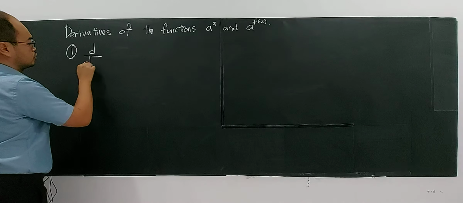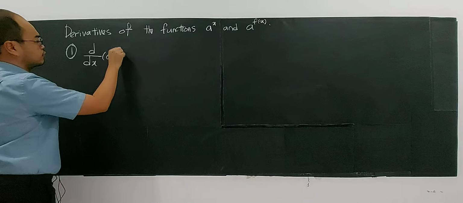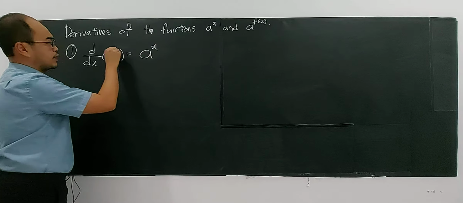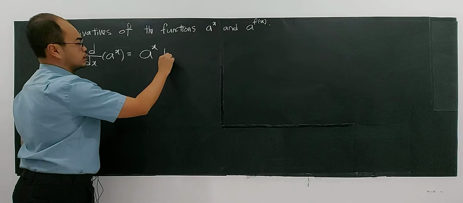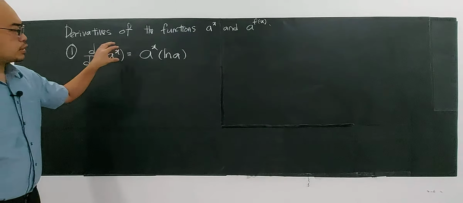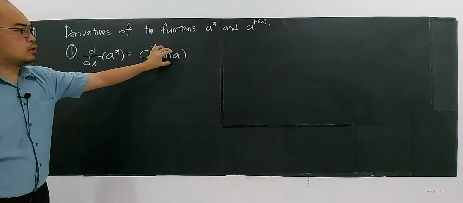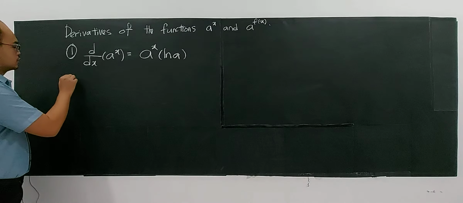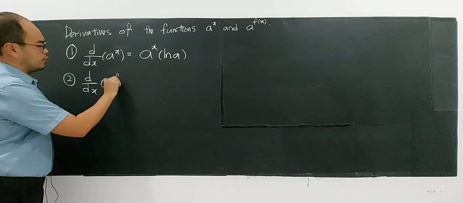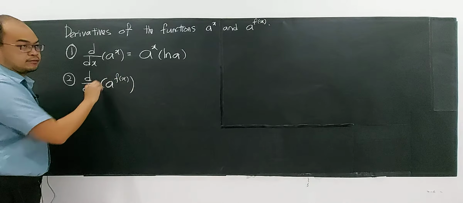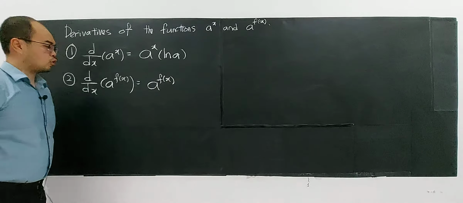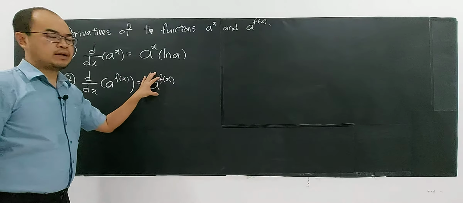So what's the formula for differentiating this type of exponential function? If you have a to the power of x, differentiating it is just like differentiating e. You copy back a to the power of x, and you just put in ln a. Secondly, if you differentiate a to the power of f(x), any function, it's the same thing. You copy back the a to the power of f(x).